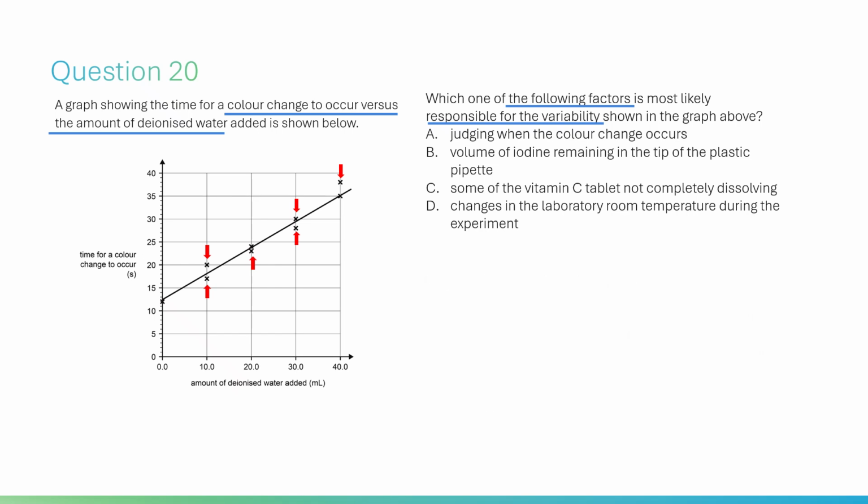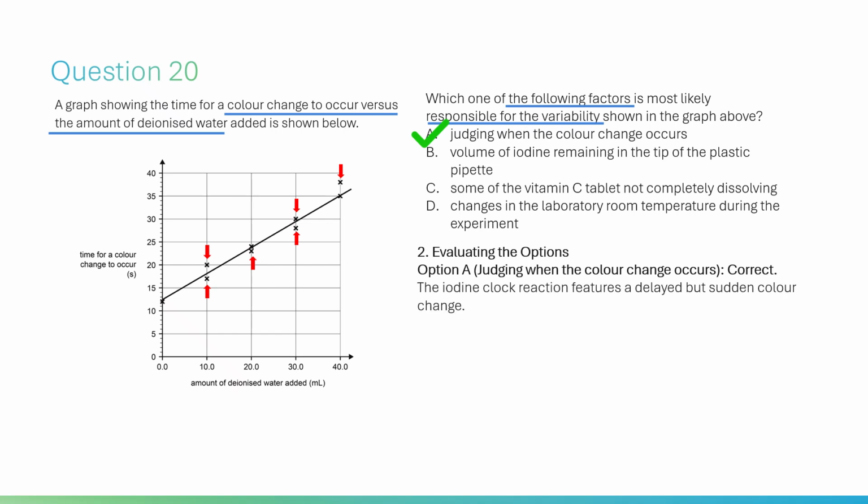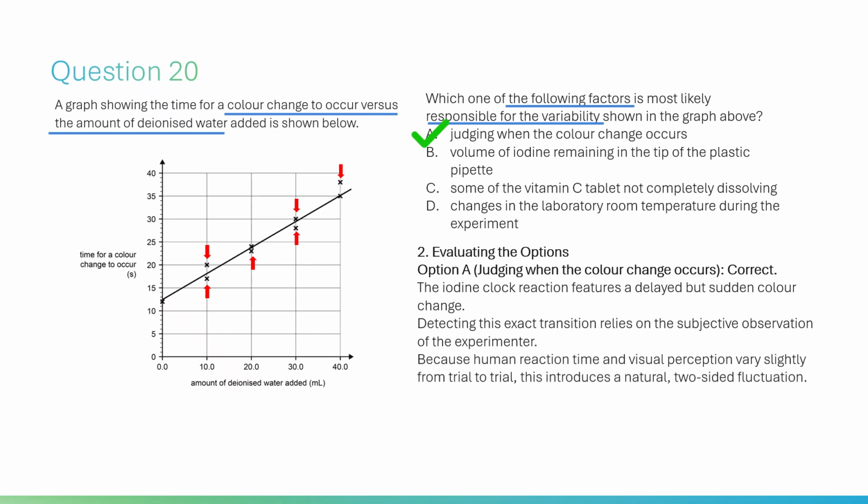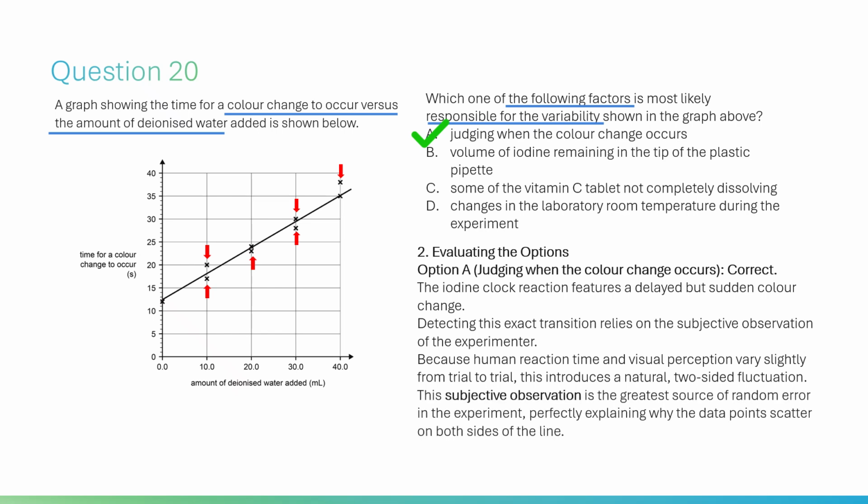2. Evaluating the options. Option A, judging when the color change occurs, correct. The iodine clock reaction features a delayed, but sudden color change. Detecting this exact transition relies on the subjective observation of the experimenter. Because human reaction time and visual perception vary slightly from trial to trial, this introduces a natural, two-sided fluctuation. This subjective observation is the greatest source of random error in the experiment, perfectly explaining why the data points scatter on both sides of the line.